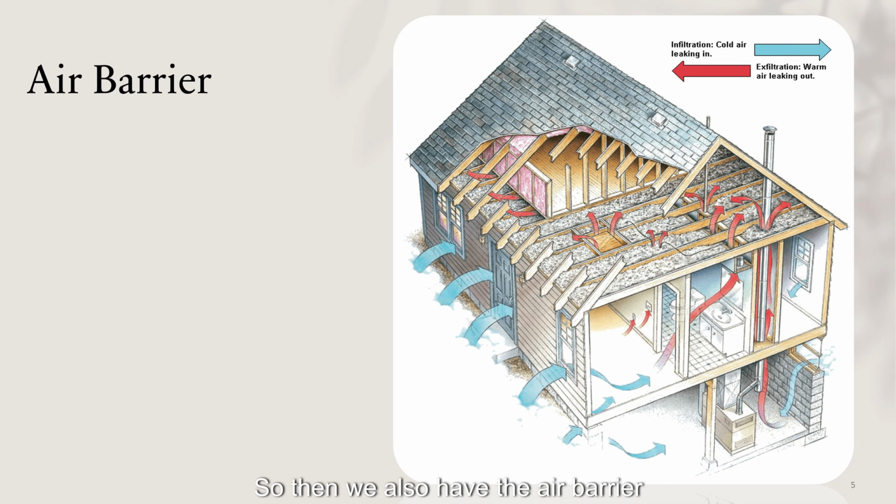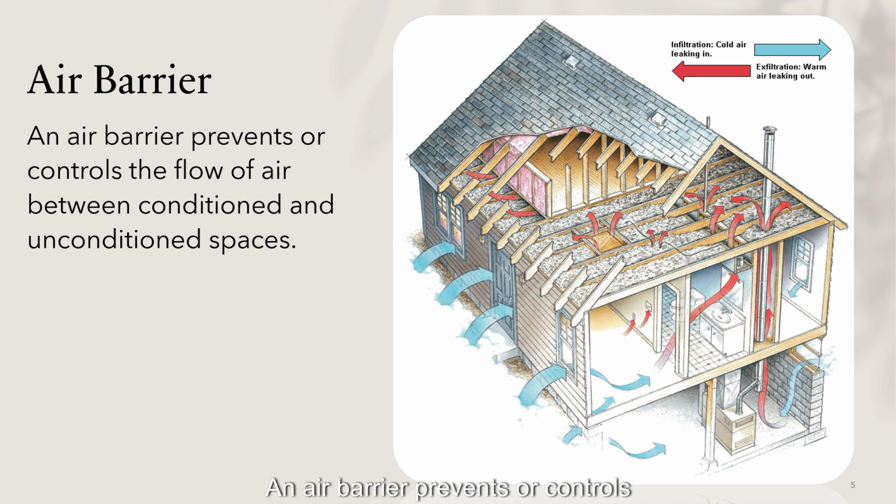So then we also have the air barrier. An air barrier prevents or controls the flow of air between conditioned and unconditioned spaces. Sometimes they're called moisture barriers, and it's sometimes just a piece of plastic that's in the wall. Maybe when we're putting insulation down, there's that almost cardboard-looking paper that's attached to the insulation. And those are all different types of vapor barriers or air barriers that help minimize that heat escaping, right? The less chances we have, or the smaller the gaps that we have, the less energy loss we're going to have, and we're going to have a more energy efficient home.